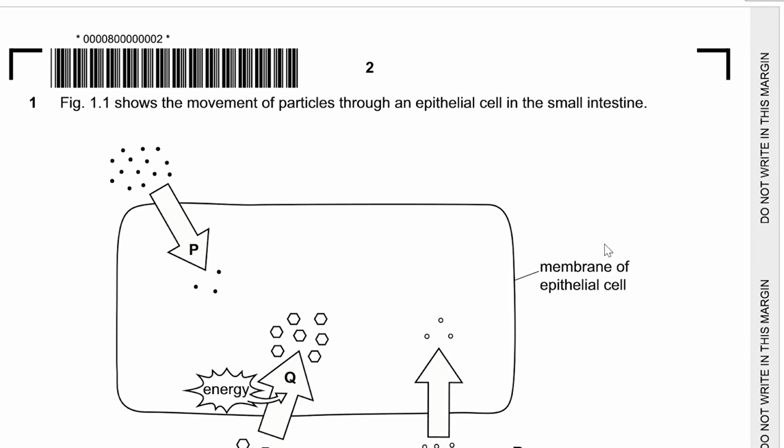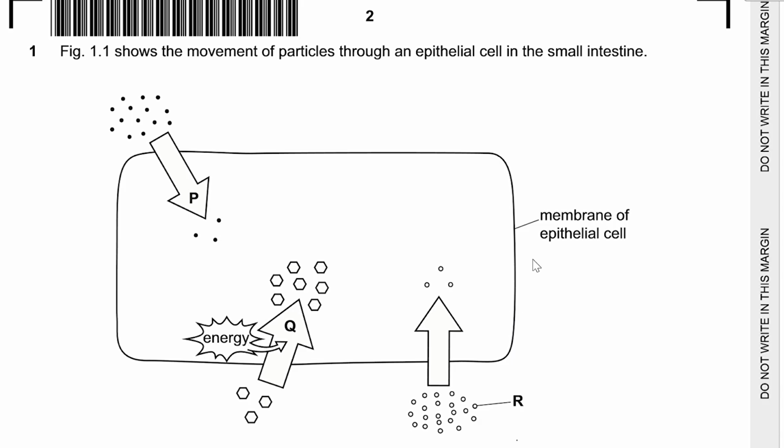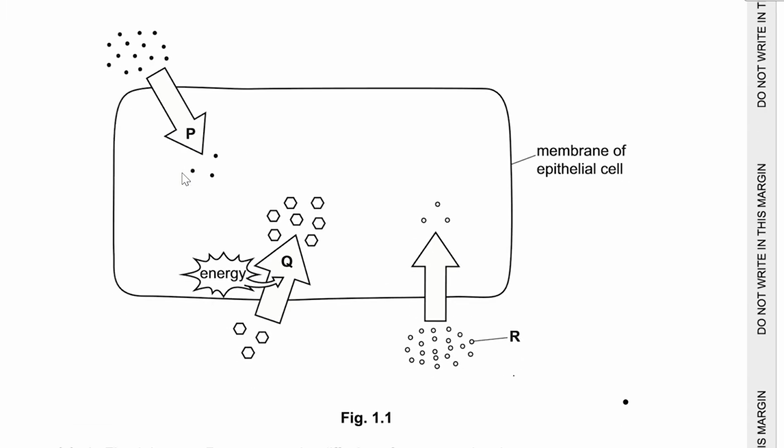It says here, figure 1.1 shows the movement of particles through an epithelial cell in the small intestine. Alright, so we can see here, this is a representation of the small intestine, and here we have the membrane. We have 3 arrows to show movement along this membrane. We have this arrow Q, which requires energy. We have arrow R and arrow P. Okay, so what are the questions?